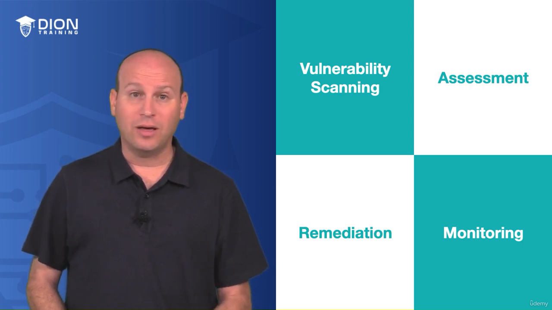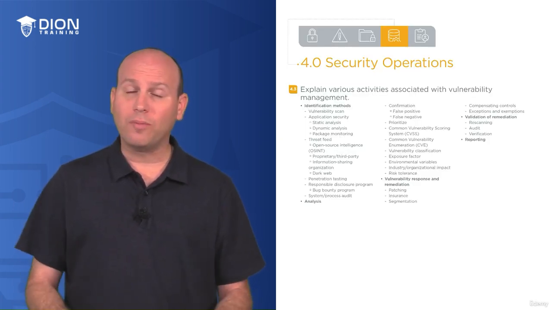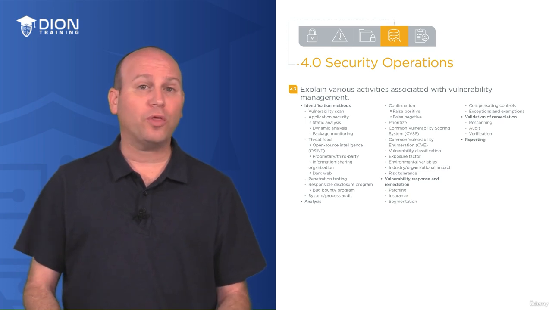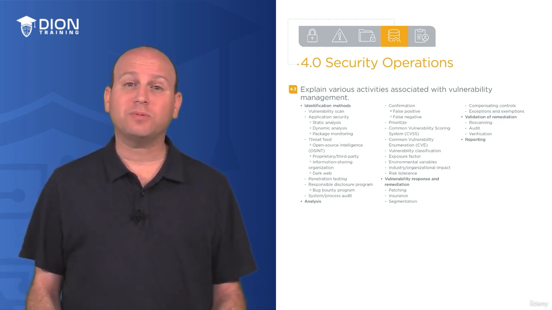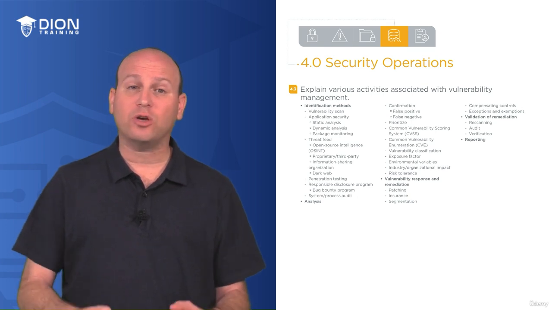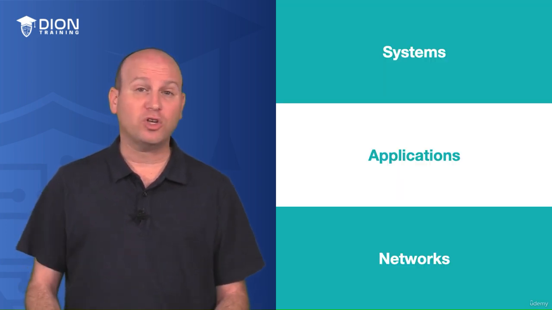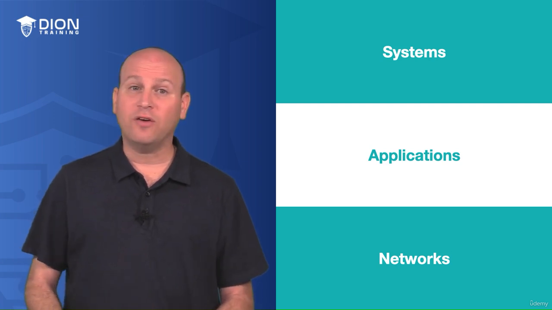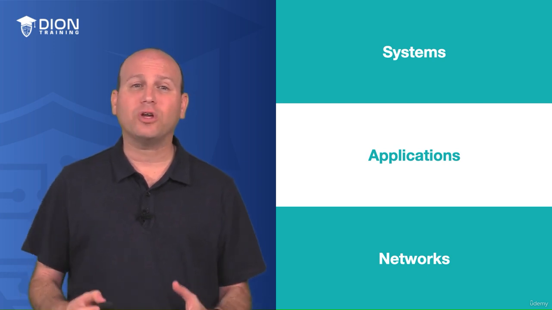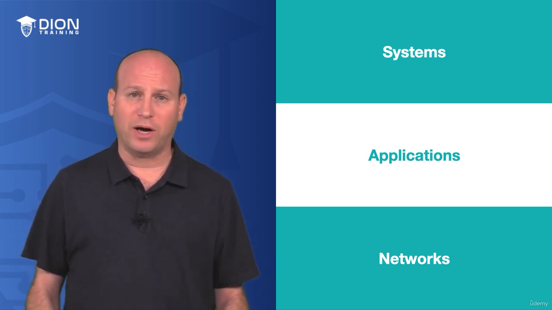management of risk. So in this section of the course, we're going to be focused solely on Domain 4, looking at Objective 4.3. Now, Objective 4.3 states that you must be able to explain various activities associated with vulnerability management. First, we're going to be determining how to best identify vulnerabilities. This process involves recognizing potential weaknesses in your systems, applications, and networks, and identifying vulnerabilities is going to be the first critical step in building out a robust security posture.